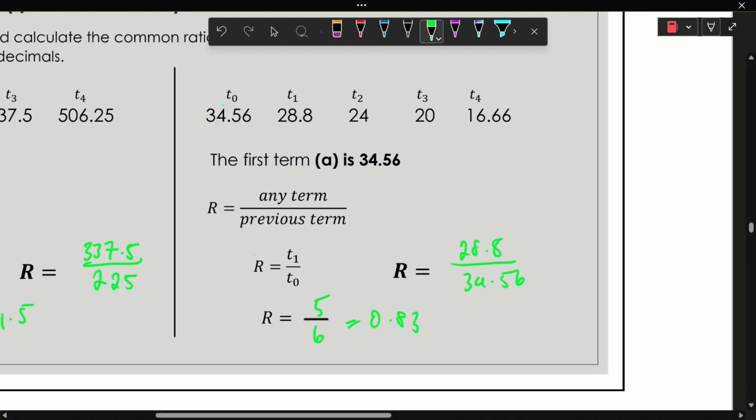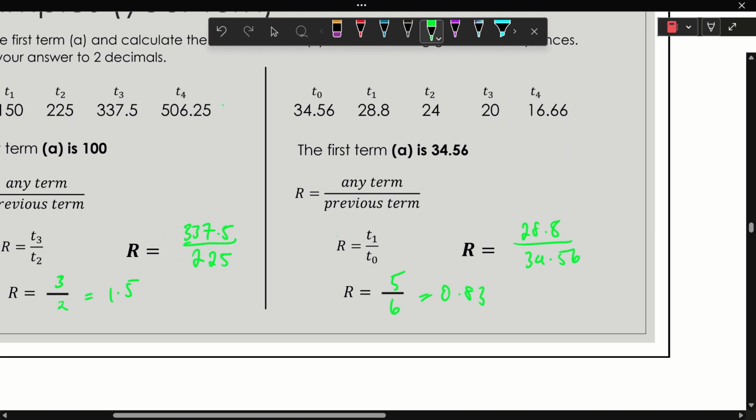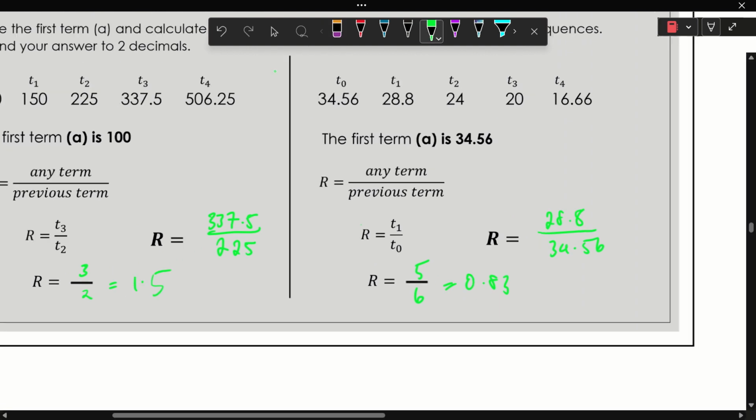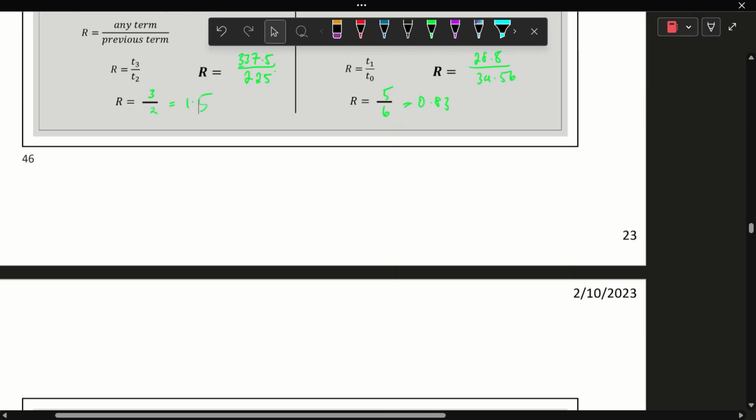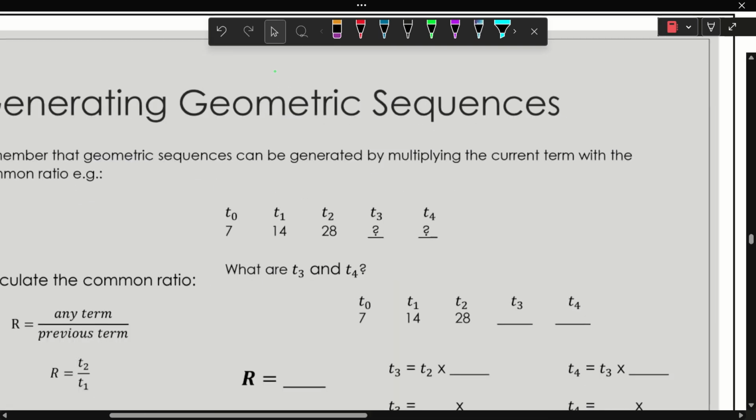Okay, both are correct. So I'll say this: you can use percentage. So you can use decimals or you can use fractions for your common ratio. That's fine. All right, let's go to the next one.